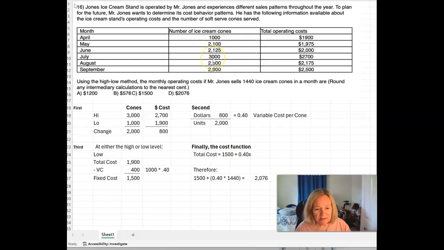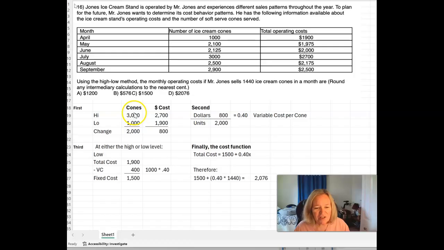So my high is 3,000, so I put this here. And at 3,000, we've got $2,700. So that goes here under cost. It's just an easy way to summarize it. And then at the low level, our low level for sure is 1,000 cones, and the cost there is $1,900. So after I do that, I check it again. I'm not kidding. So I have my number of cones.